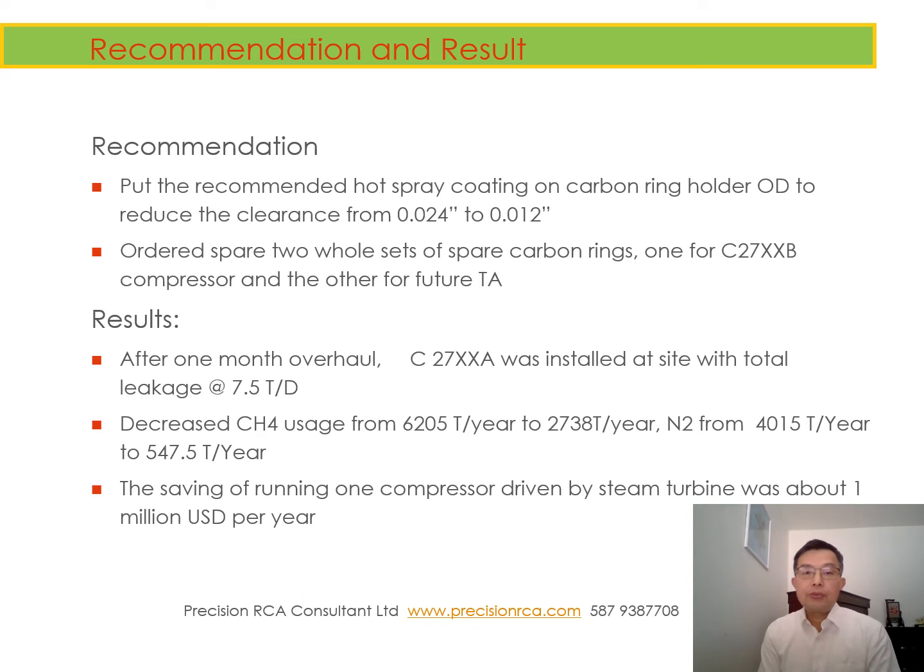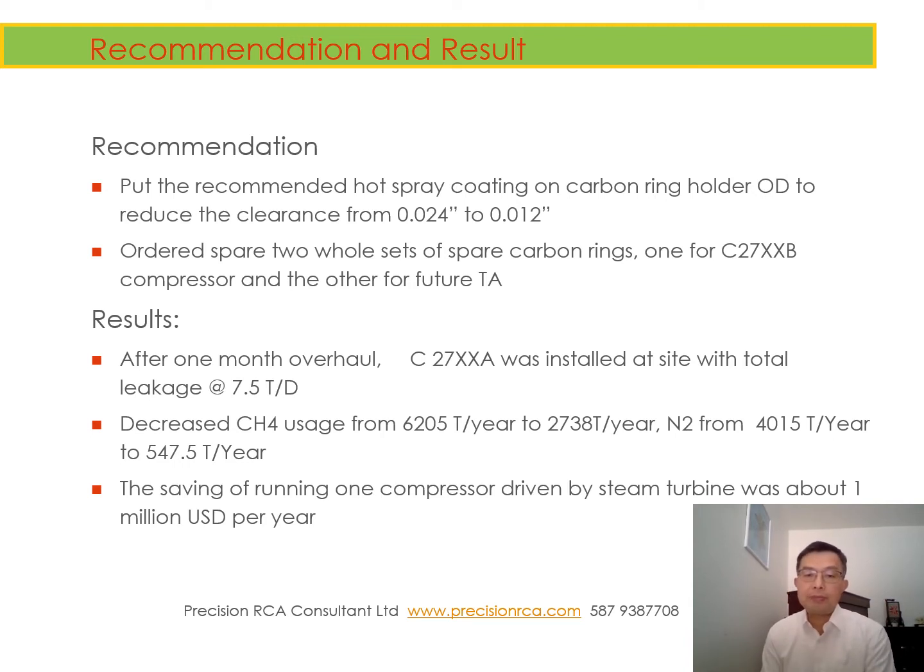From these calculations, we can easily find the root cause, and from that root cause, we can give our recommendation and see what result comes from that. Our recommendation is to reduce the C1 clearance from 24 tau to 12 tau. Then we ordered 2 spare whole sets of carbon rings, one for the second compressor. The result is that after just a 1 month overhaul, these compressors came back to the site with leakage of only 7.5 tons per day. As we know, the design is 7 tons per day.